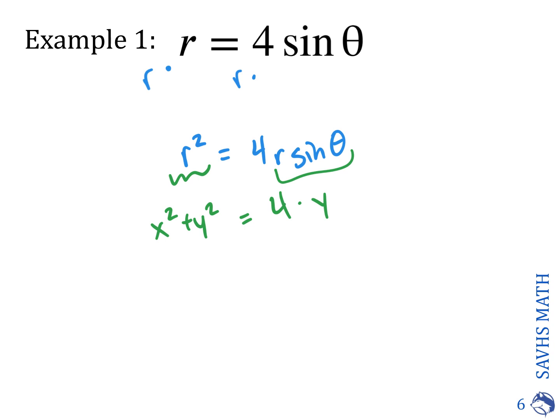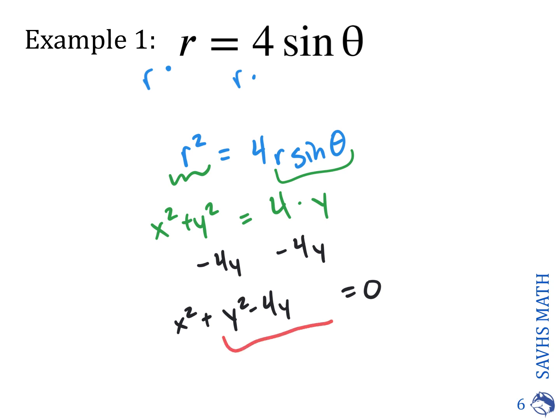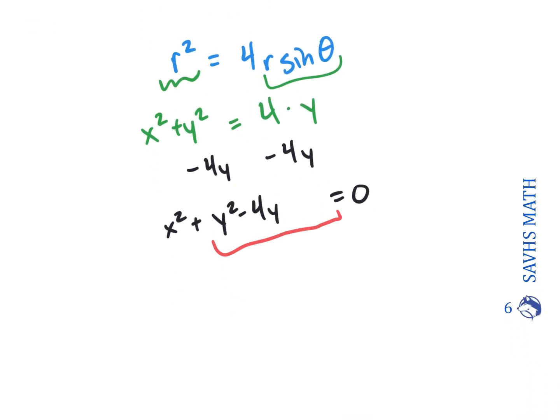But what I don't know is what the graph of this thing looks like, so I'm going to do a little manipulation to see if I can figure that out. I get x squared plus y squared minus 4y equals 0. And actually what I'm going to do is complete the square here. Negative 4 over 2 squared is what I want to be right here. Negative 4 over 2 is negative 2, squared is 4, so I'm going to add 4 to both sides.